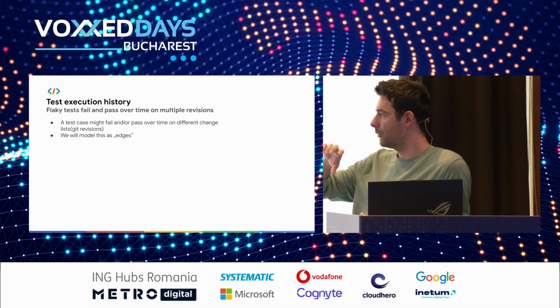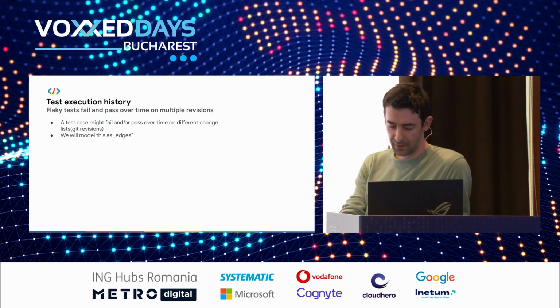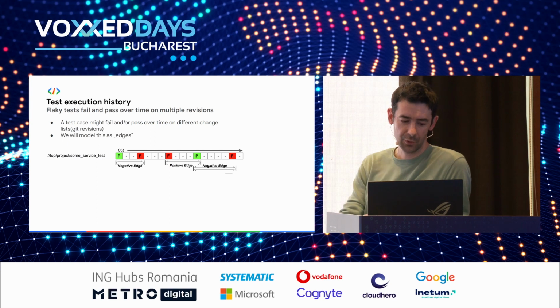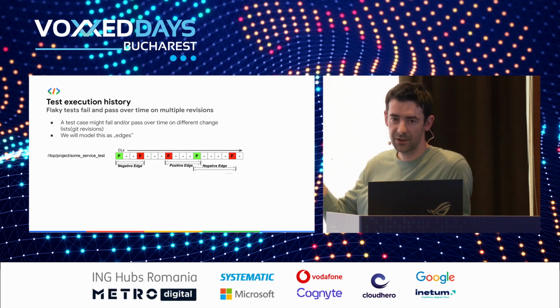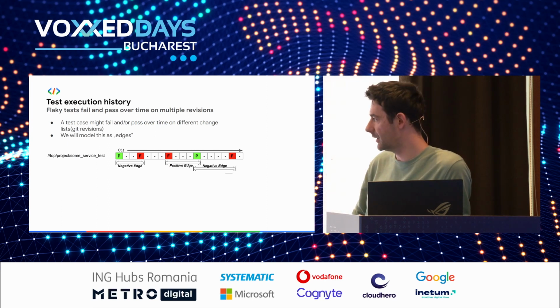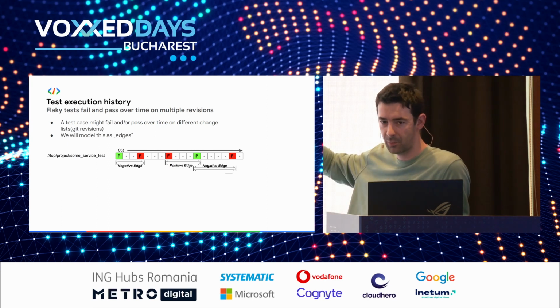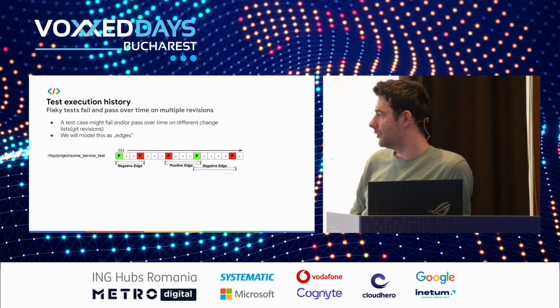We have this concept called edges, and basically it goes like this. Let's suppose we have this test here, some service test, which is in this project. And here we have the execution history for this test. CL comes from change list if you're in an SVN type of environment, but it could be git revisions on the master branch in CI. So this test has passed on the first revision, then it was ignored on the following 2 revisions, and then it failed, then it was ignored, and then it failed.